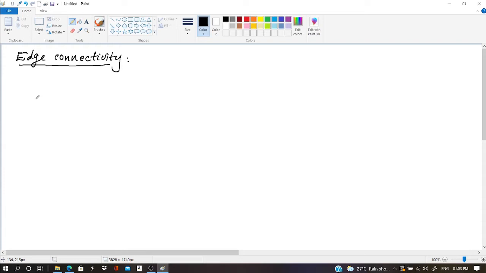The edge connectivity of a tree is always 1. Why? Because in the case of a tree, every edge is a cut set. So, the edge connectivity of a tree is 1. Now, let us consider some example. Consider these figures.